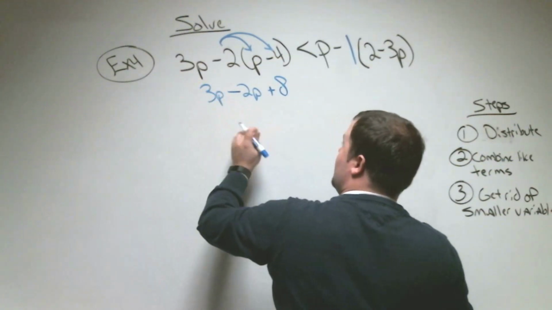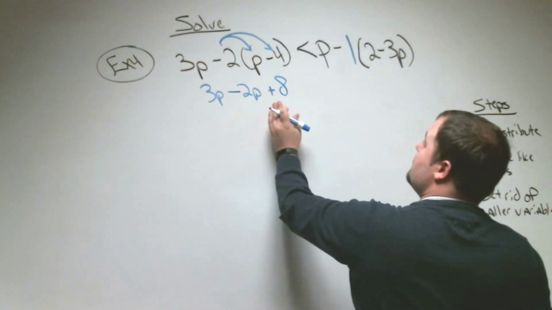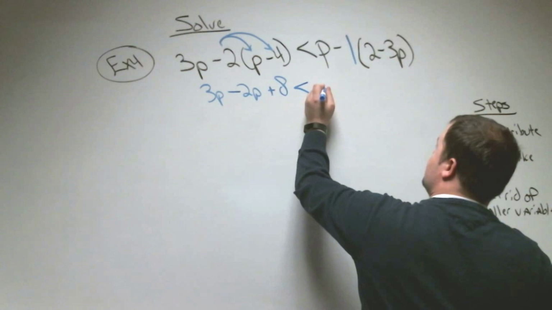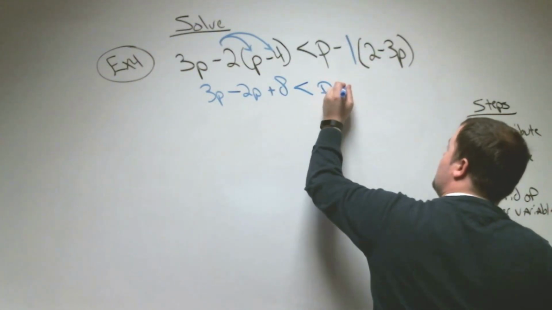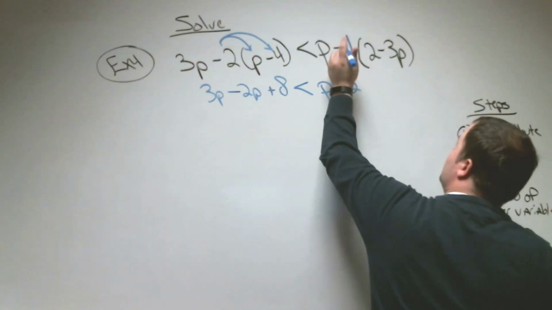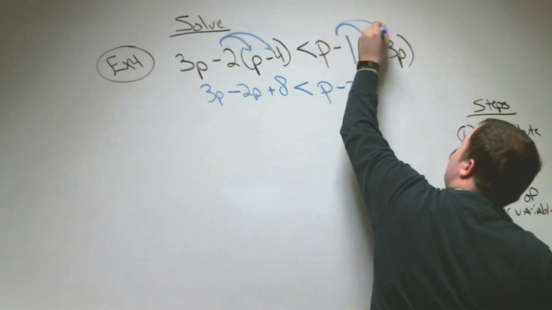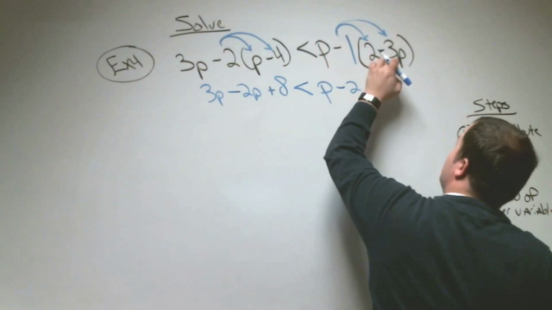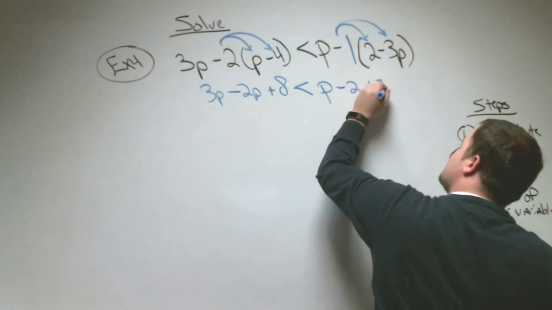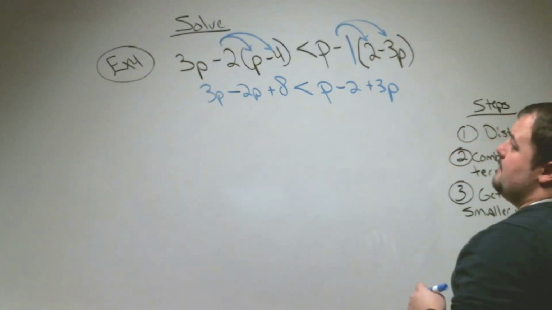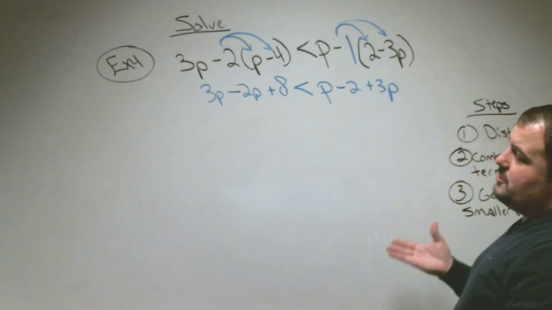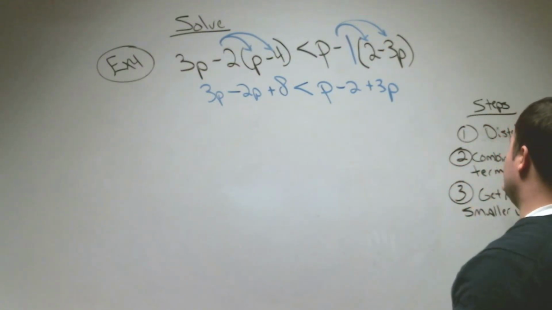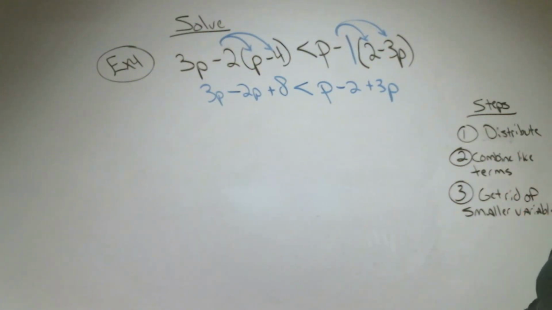So on the left side, we have 3p minus 2p plus 8 is less than p, negative 1 times 2, that's negative 2, and negative 1 times negative 3, that's a positive 3p. So this is where we're at. We just did distribution. Next step is we're going to combine the like terms.